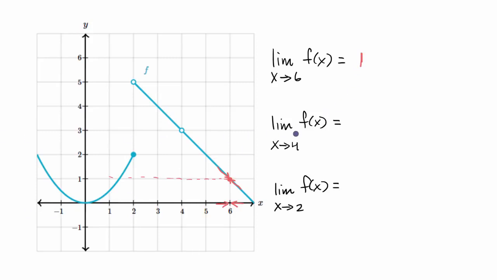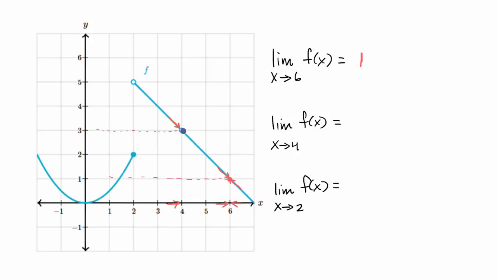Now let's do this next one. The limit of f of x as x approaches 4. So as we approach 4 from the left-hand side, what is going on? Well, it looks like the value of our function is approaching 3. Remember, you can have a limit exist at an x value where the function itself is not defined. If you said, what is f of 4?